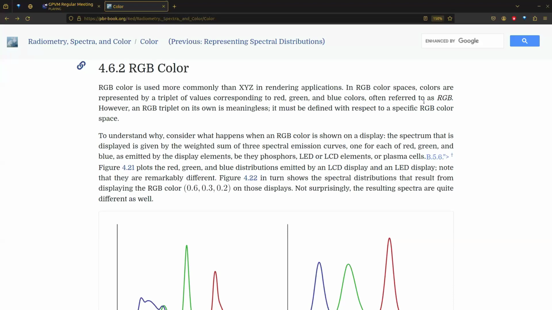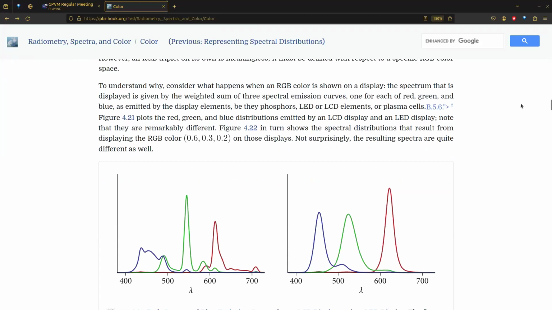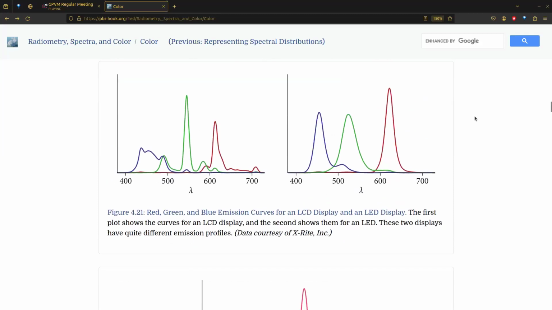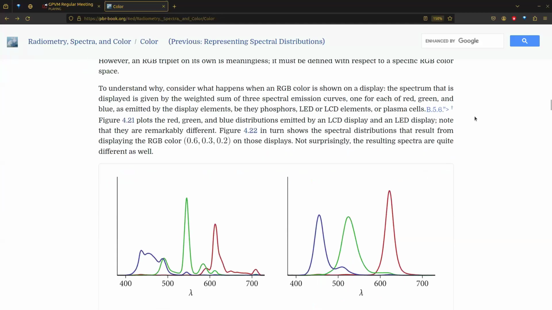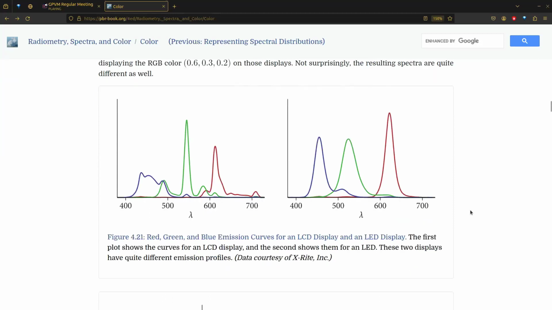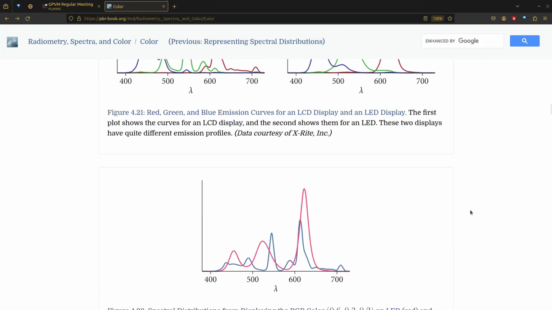The next figure here plots the red, green, and blue distributions for LED and LCD displays, and notice they're very different based on just the emission spectra of the display. So interesting. Okay, these are showing a uniform color, and then showing the resulting spectral distribution in terms of wavelength. That's cool.